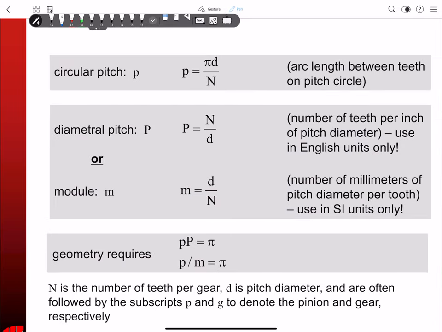The diametral pitch, lowercase p here, uppercase P here, is the number of teeth per inch of diameter. So the units on this are teeth per inch. And the circular pitch could be either millimeters or inches. Now the module, let's highlight this here. This is in English units, we use that. And then for SI units, we use that. It's just kind of a weird historical thing. This is millimeters per tooth. All right, so we take the pitch diameter.